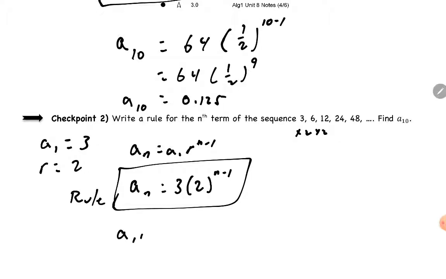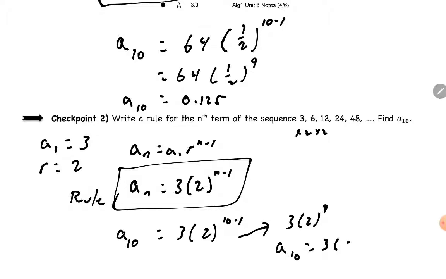Okay, so a sub 10 is 3 times 2 to the 10 minus 1, which is 3 times 2 to the 9th. A sub 10, the 10th term, is 3 times 512, which is 1536. And that is our 10th term.